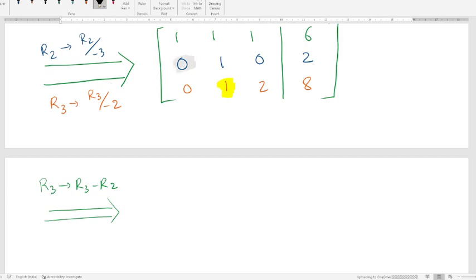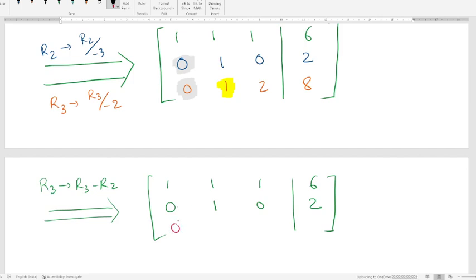Okay. We already have this 0 here, this 0 here. The gray zeros are already there. The yellow one is what we are going to change. Right? So R3 is R3 minus R2. We are not doing anything with R1 and R2. So 1, 1, 1, 6, 0, 1, 0, 2. We are just changing the last row.